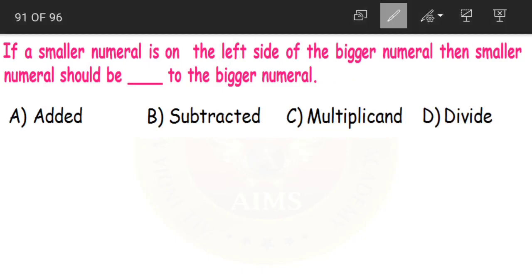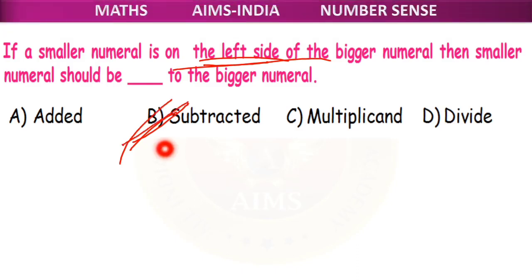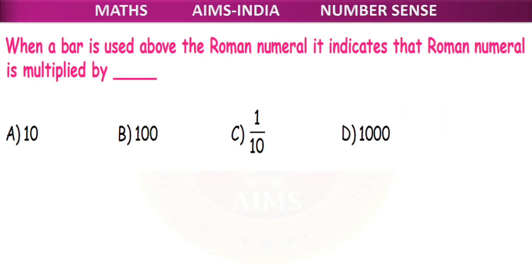Next, if the smaller numeral is on the left side of the bigger numeral, then the smaller numeral should be dash to the bigger numeral. Just now we have discussed, right children? When a smaller numeral is written to the left of a bigger numeral, it should be subtracted from the bigger numeral. So option B, subtracted, becomes our correct answer.